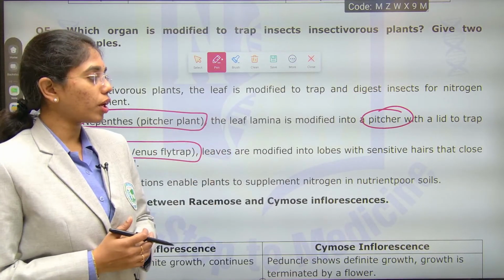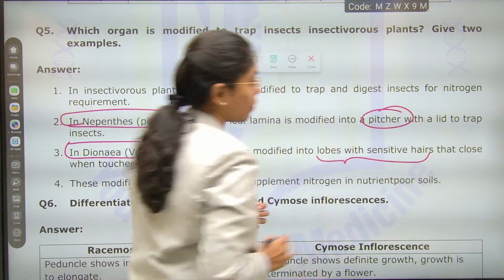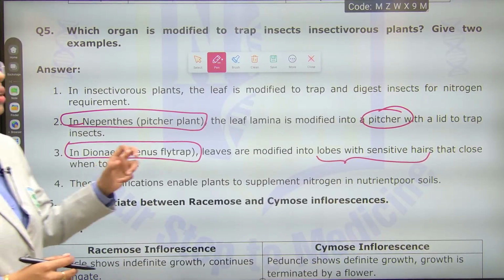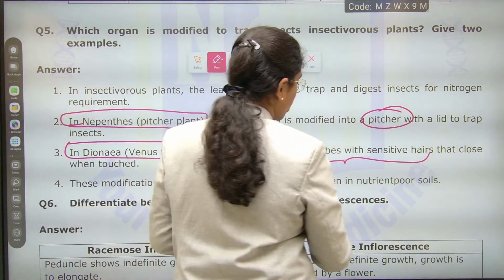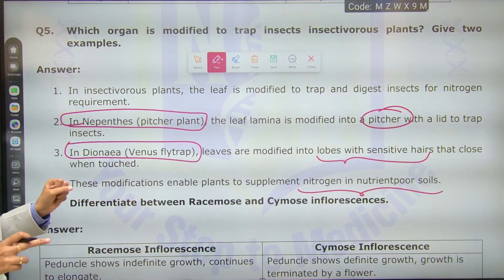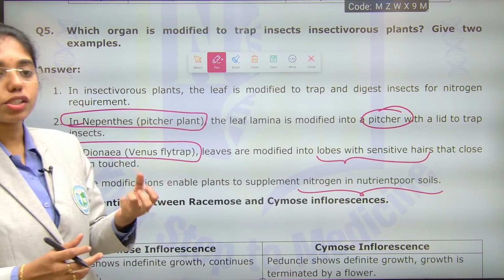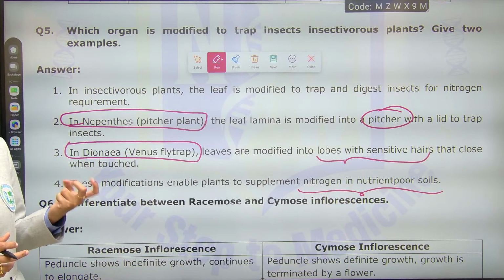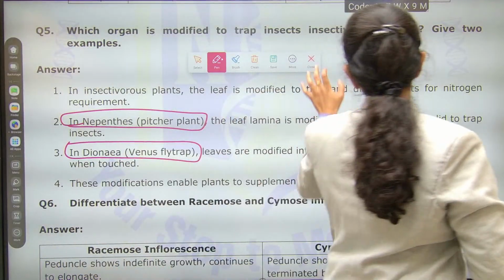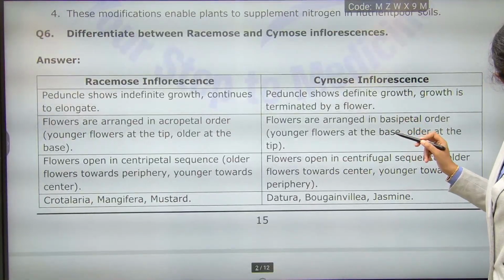These leaves are modified into lobes with sensitive hairs that close when they are touched. These modifications supplement nitrogen in nutrient poor soils. Clear? This is about insectivorous plants which trap the insects and digest them for nitrogen requirement. Nepenthes, pitcher plant, and Venus flytrap are the two major examples for insectivorous plants.